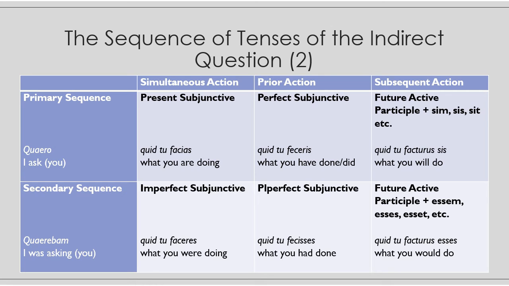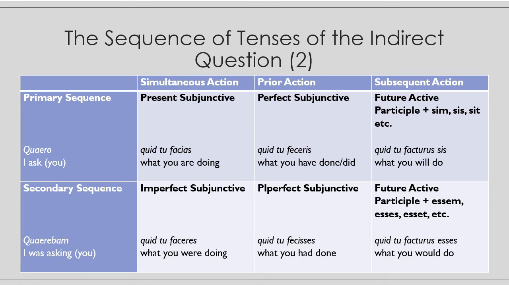While for an action which takes place in the future compared to a secondary sequence verb, we have this strange construction with the future active participle plus the imperfect subjunctive of the verb sum: essem, esses, esset, essemus, essetis, essent. So the sentence would be quaerebam quid tu facturus esses. So I was asking you what you would do in the future. So this is basically the construction that in English we call the future in the past.